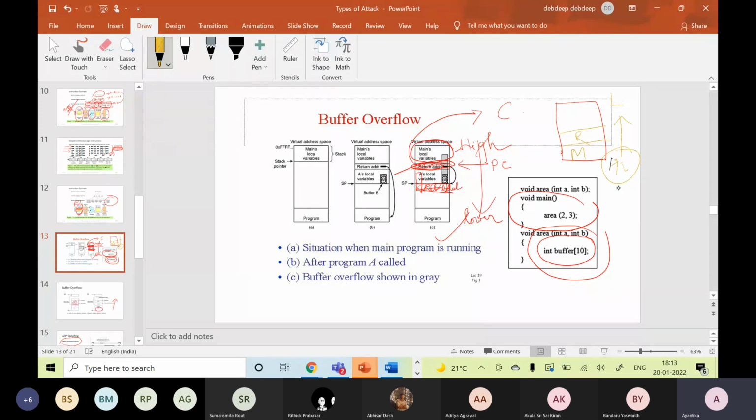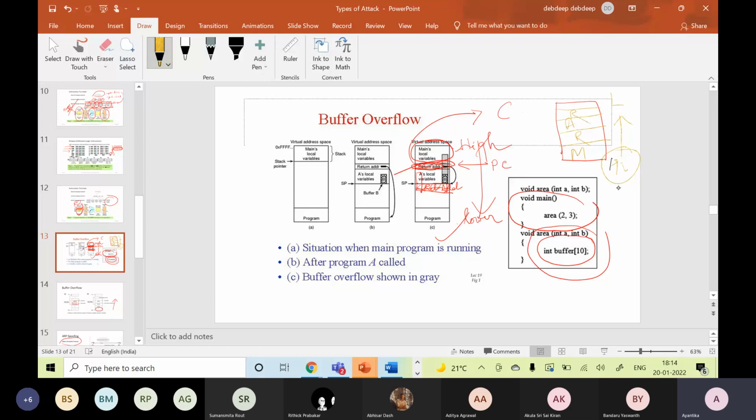After that, the next address is for the next function that main is calling. The variables related to that will get stored here. This is the area part, or the A function, that we are pointing to here. And then A's return address will be stored here. So always point that correctly, high to low, and show the stack growth accordingly. Then there will be no confusion.